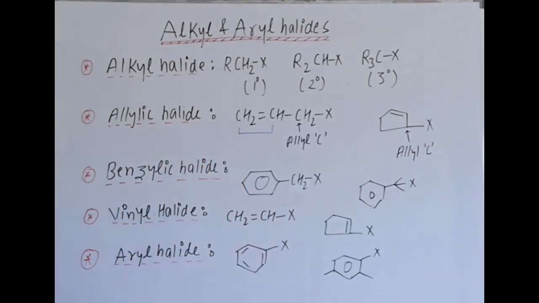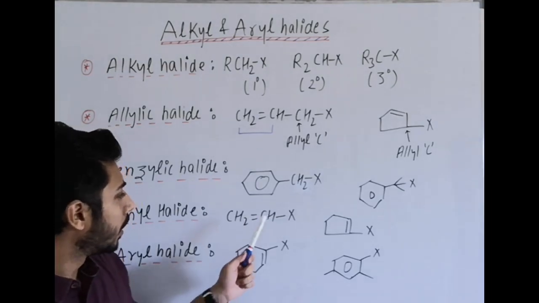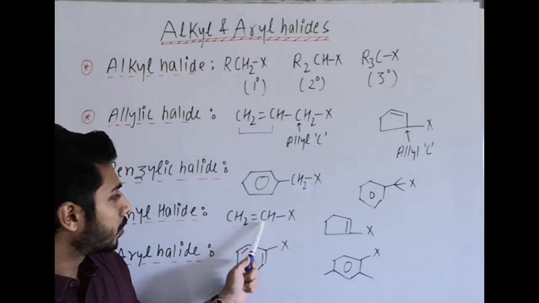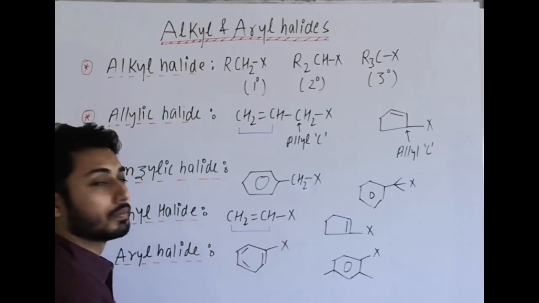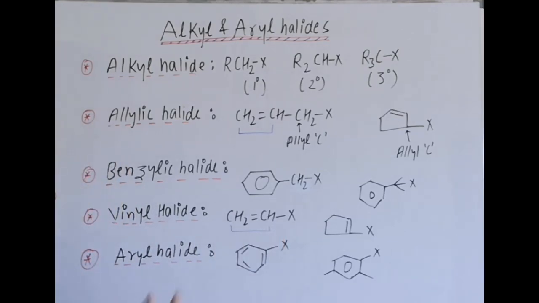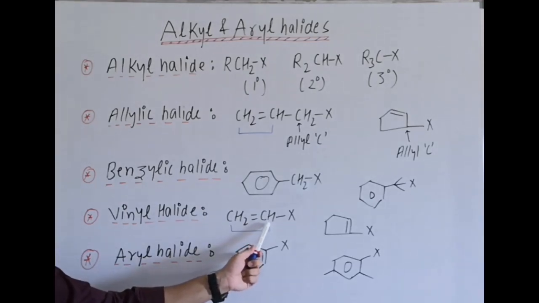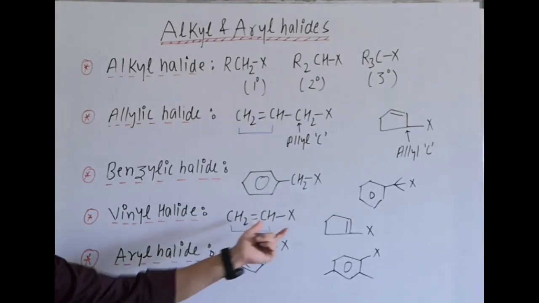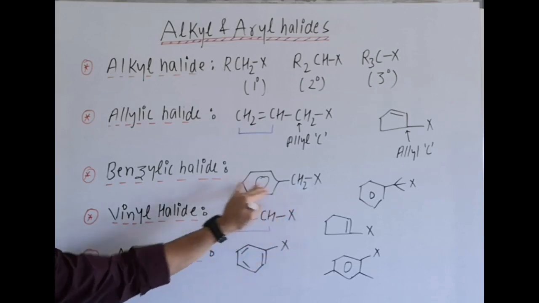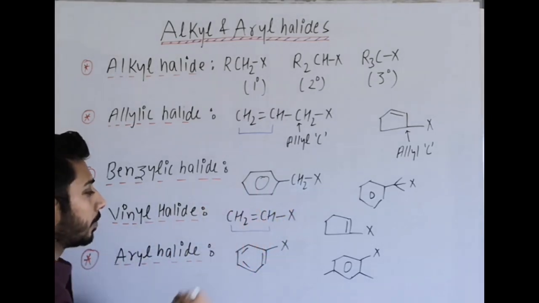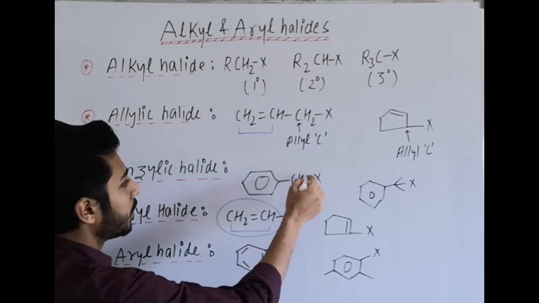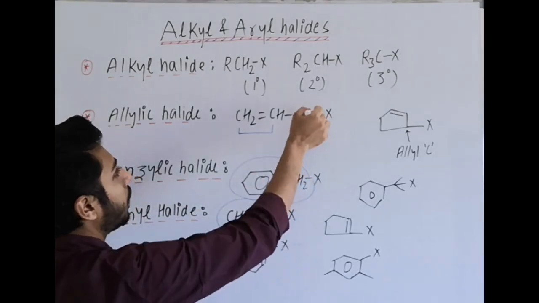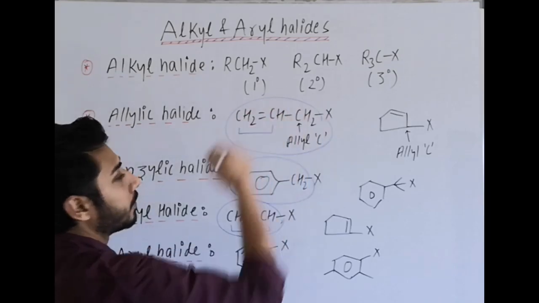Next, vinyl halides. In a vinyl group, halogen is attached to an sp2 carbon. This arrangement is termed as vinyl: CH2 double bond CH, or you can write RCH double bond CH. This sp2 carbon is attached to halogen. So this part is termed as vinyl group. Similarly, this group is benzyl, and this group is allyl, right?